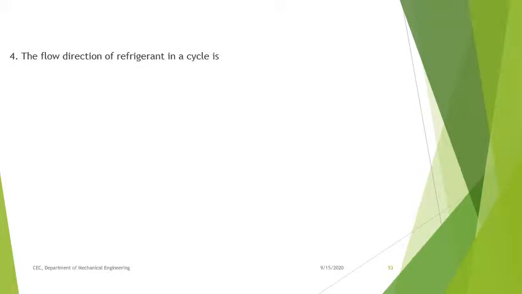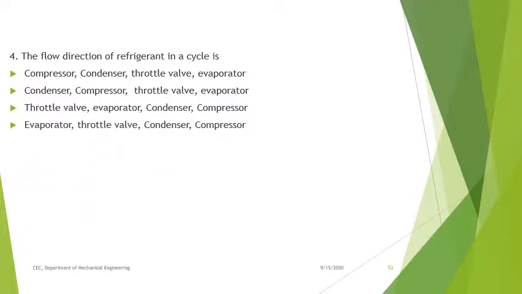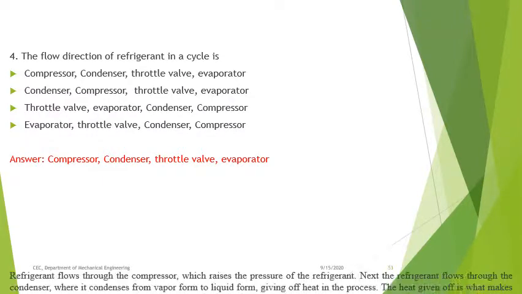The flow direction of refrigerant in a cycle is: compressor, condenser, throttle valve, then evaporator; or condenser, compressor, throttle valve, evaporator; third option, throttle valve, evaporator, condenser, compressor; or evaporator, throttle valve, condenser, compressor. The correct flow of refrigerant in a refrigeration cycle is compressor, condenser, throttle valve and evaporator.